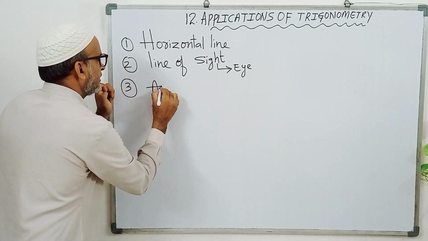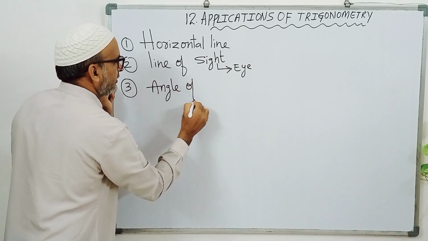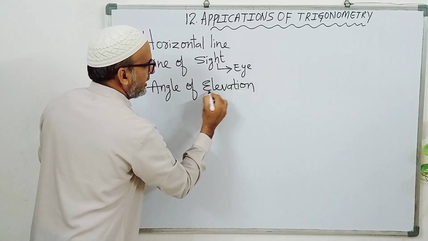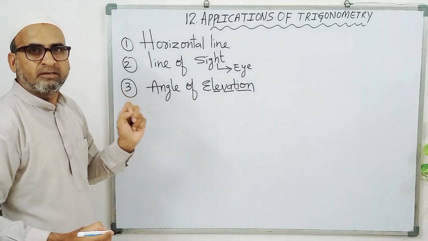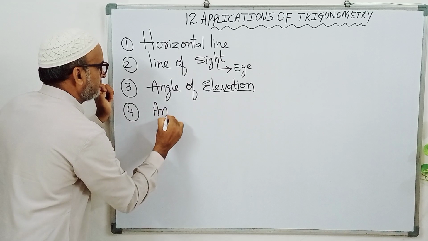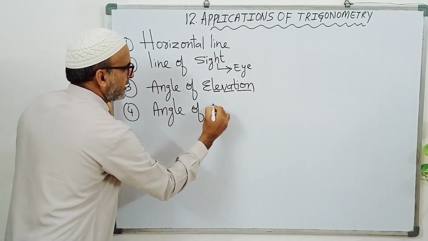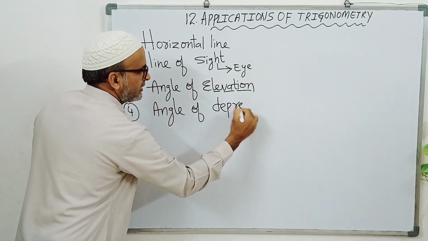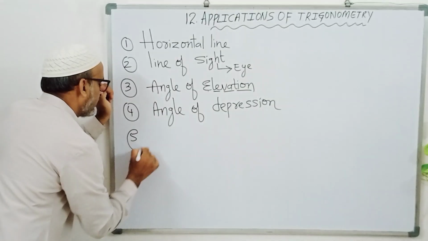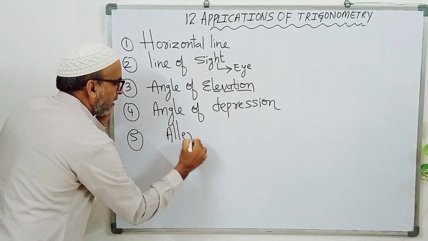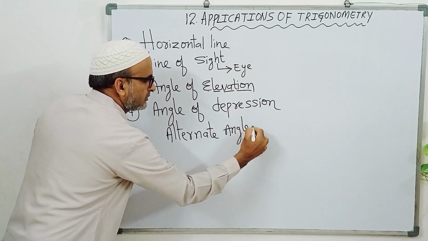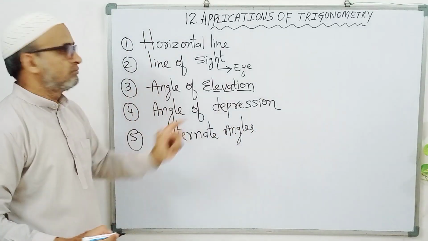Next is number three, angle of elevation. This is very important. Spelling is very important. Number four, angle of depression. Number five, very important, alternate angles. These are five important words in this chapter.